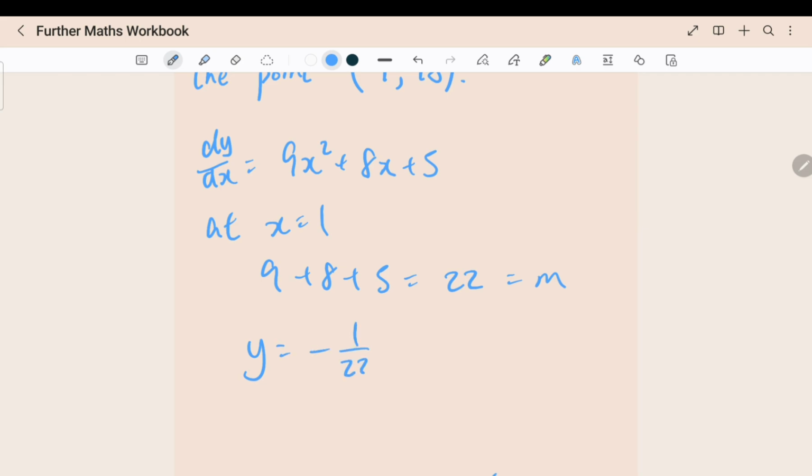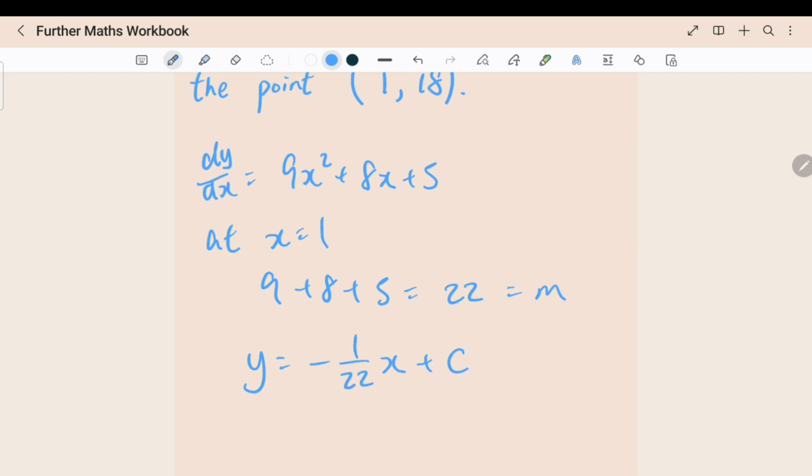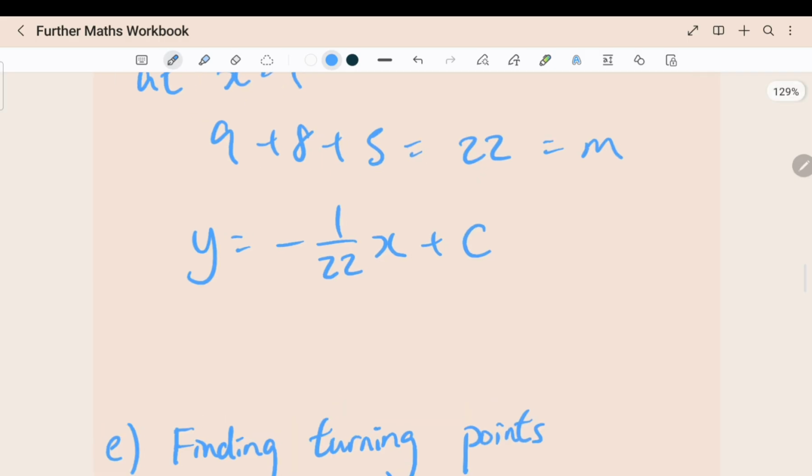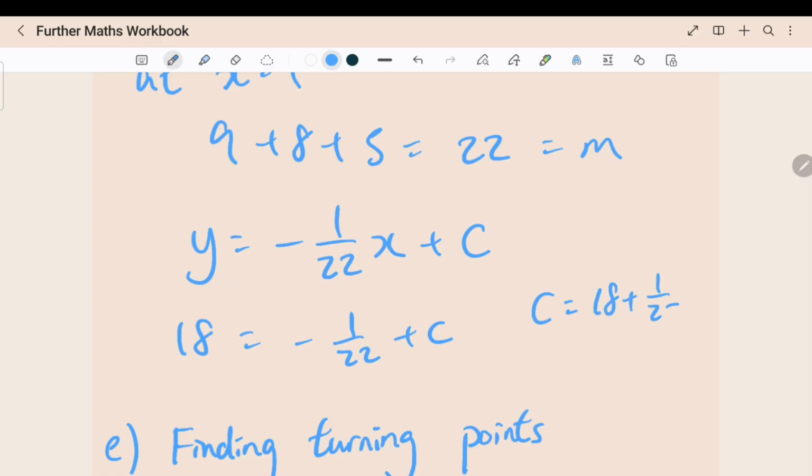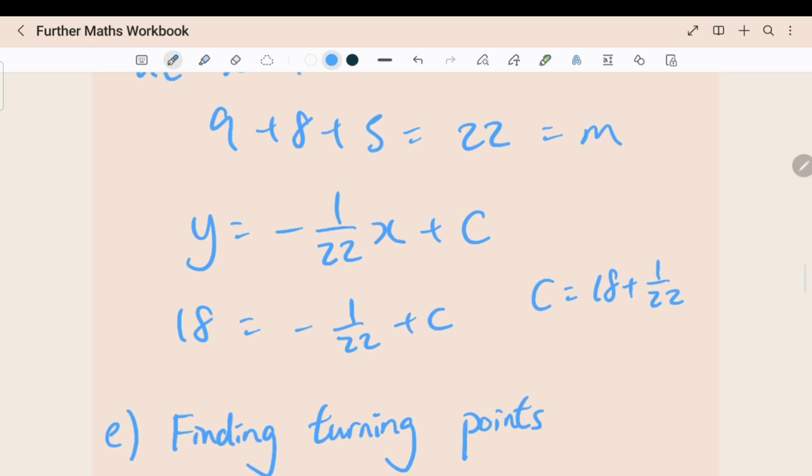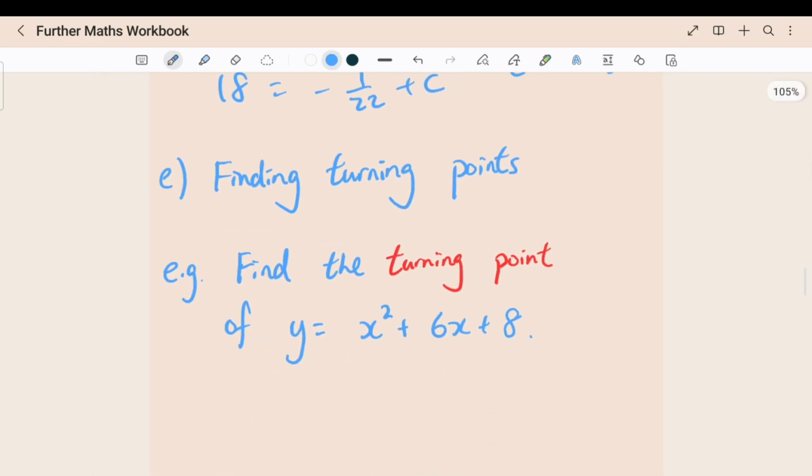So we get y equals minus 1 over 22x plus c. Put in 1 and 18 into our coordinates. We get this, which means c will be 18 plus 1 over 22. I am not really bothered on what that is. And I put it back in and I get my full equation.